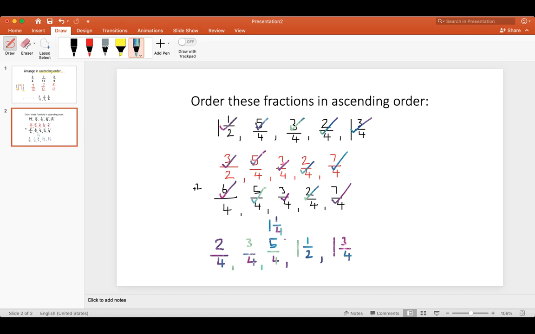And that definitely makes sense because we know that a quarter is smaller than a half, and then we know that a half is smaller than 3/4. So we can use our maths knowledge to check our answer as well.